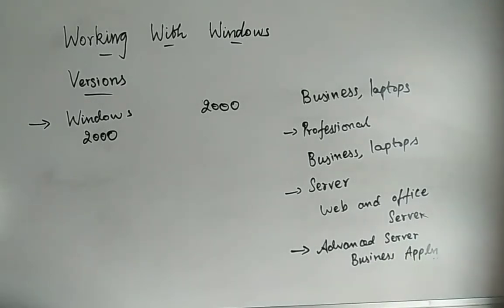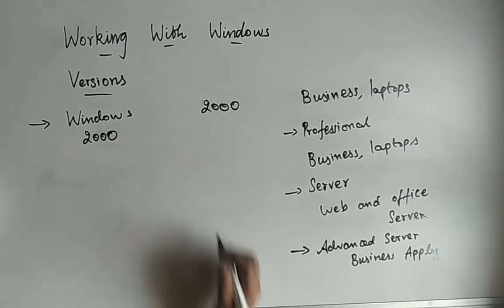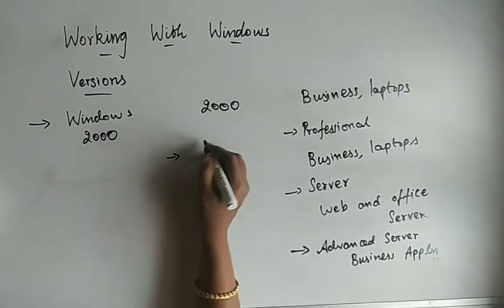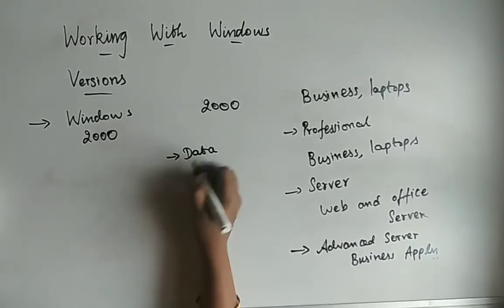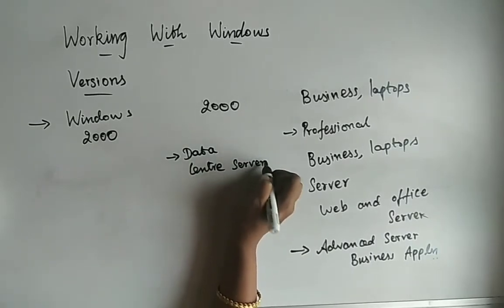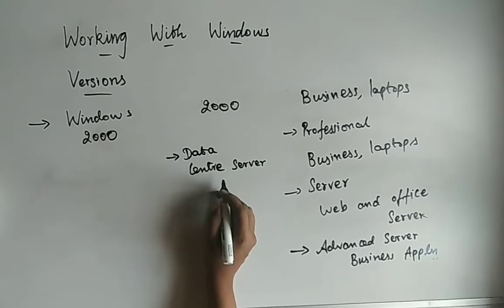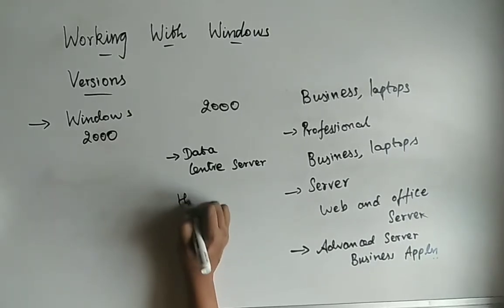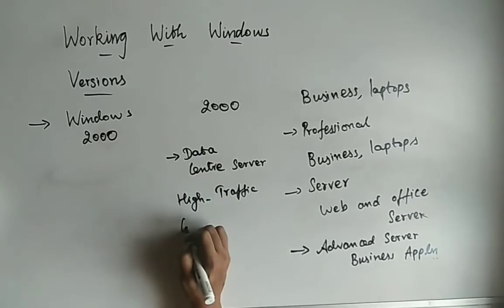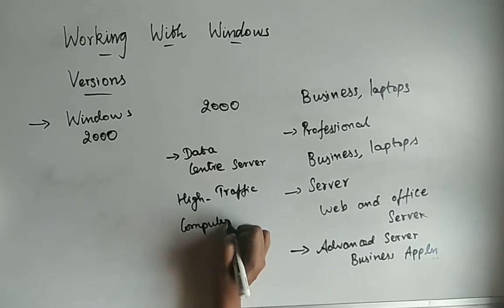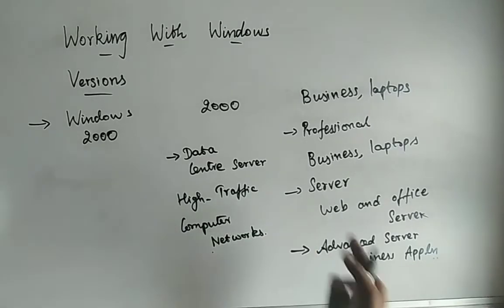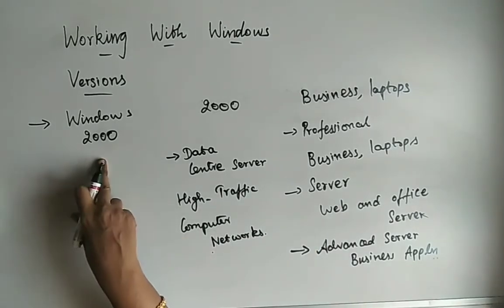And next you are going to have the fourth one. I am going to write it here. The fourth one is Datacenter Server. It is also a server, for high traffic computer networks. So in the case of networks, it is used. These are the four versions under Windows 2000.